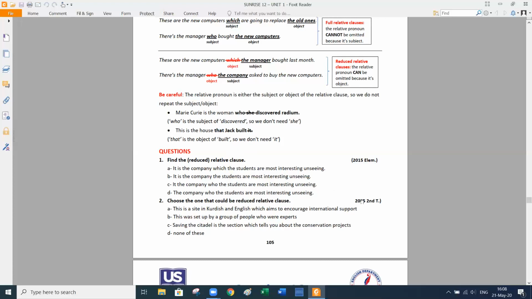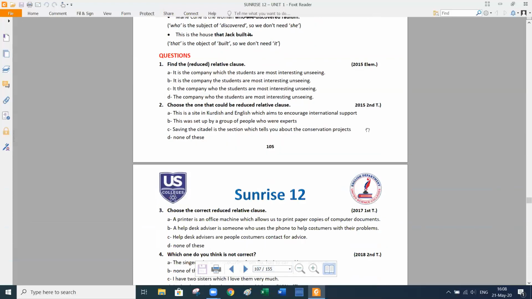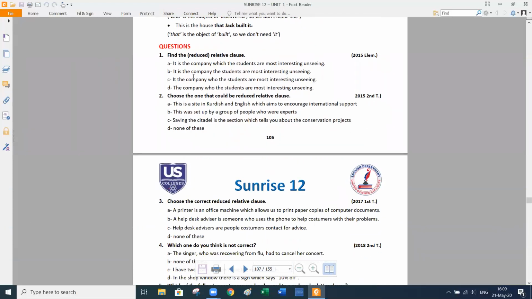Now let's look at these questions, ministry exam questions. The first one is asking, find a reduced relative clause. Now, we are looking for a relative clause where there is no relative pronoun because it's asking for reduced. It means the relative pronoun should be omitted, should be taken out. Okay? So we look at the choices and find the one where there is no relative pronoun.